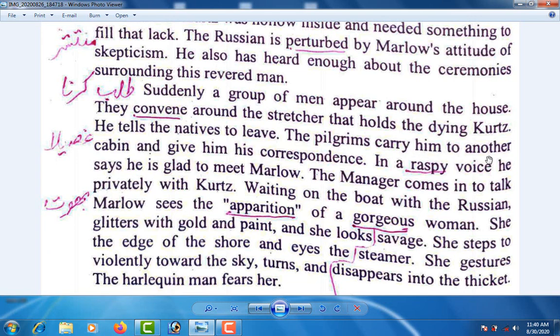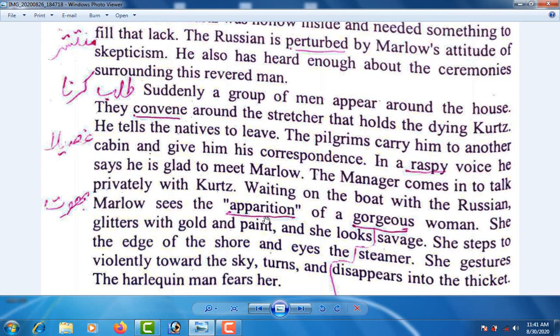The pilgrims carry him to another cabin and give him his correspondence. In a raspy voice, he says he is glad to meet Marlow. The manager comes in to talk privately with Kurtz, while Marlow waits on the boat with the Russian.